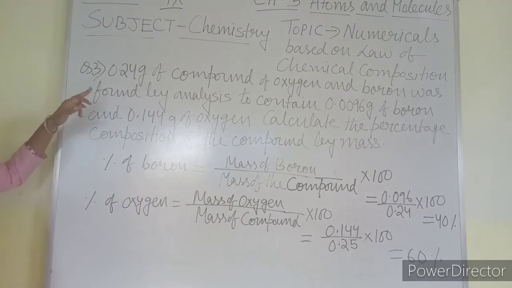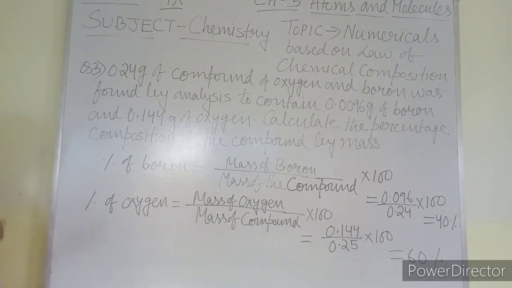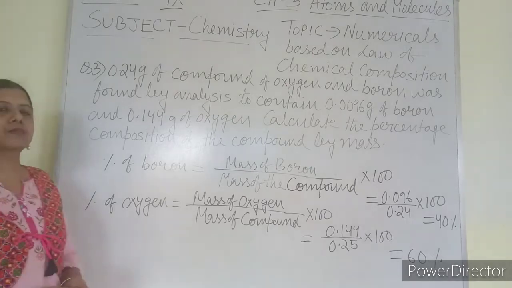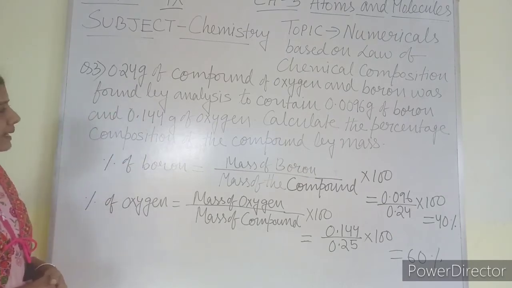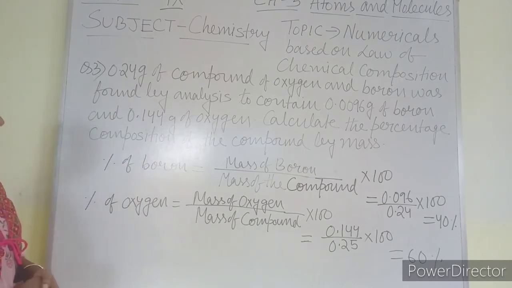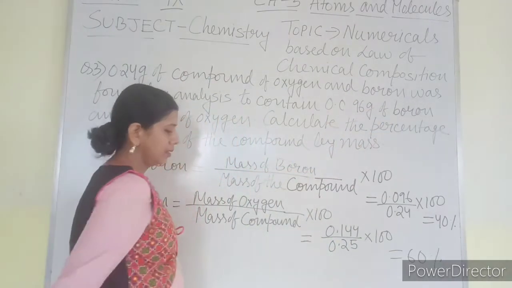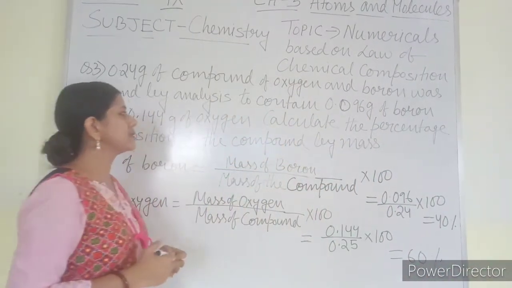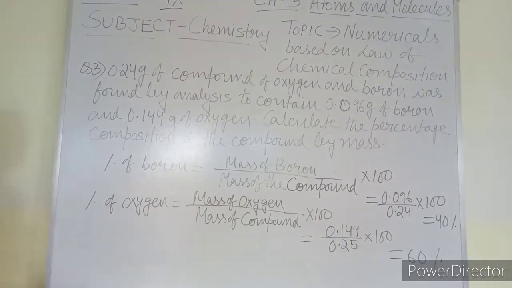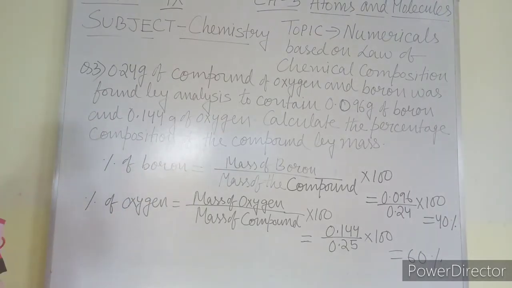So the question is written as: 0.24 gram of a compound of oxygen and boron. A compound is there which is made up of oxygen and boron. You don't have to know the compound. It was found by analysis to contain 0.096 gram of boron. I have written one extra zero, it will not be here. So it is 0.096, one zero is there. 0.096 gram of boron and 0.144 gram of oxygen. Calculate the percentage composition of the compound by mass.